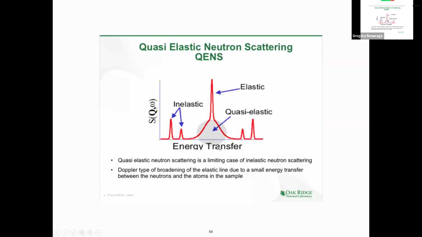So basically we're interested in this dynamics part, which is the quasi-elastic. So it's called quasi-elastic neutron scattering. So that comes out as QENS, right? Versus X-rays, everything has to have an acronym. But anyway, you get this bell-shaped curve, and it's got to do with that velocity profile.